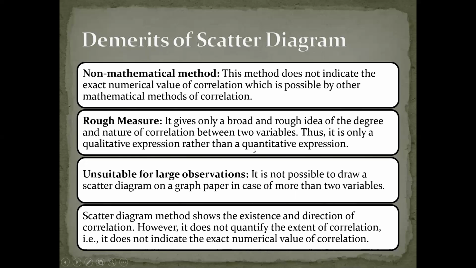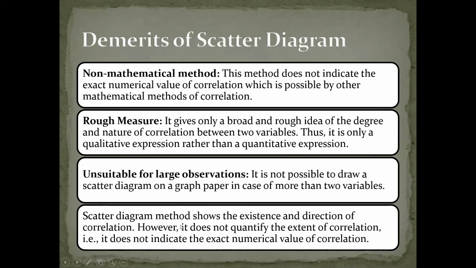Fine. Exact measure कितना है, exact degree कितनी है, numerical value क्या attach हो रही है correlation के साथ, this we cannot calculate or predict using scatter diagram. This method is unsuitable for large observations. It is not possible to draw a scatter diagram on a graph paper in case of more than two variables.